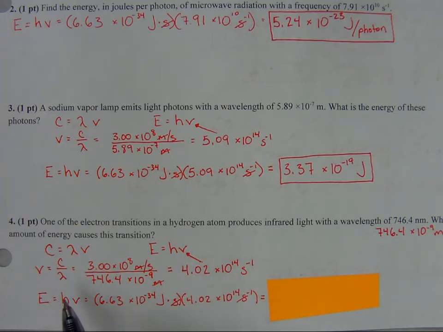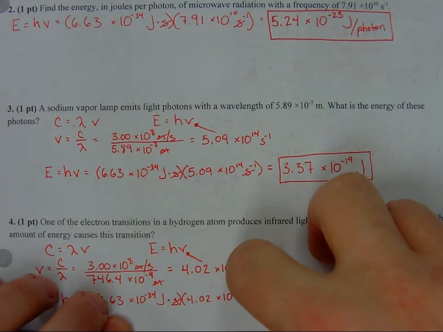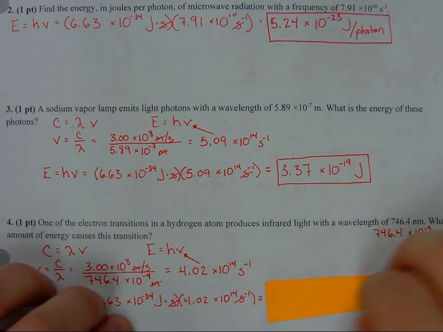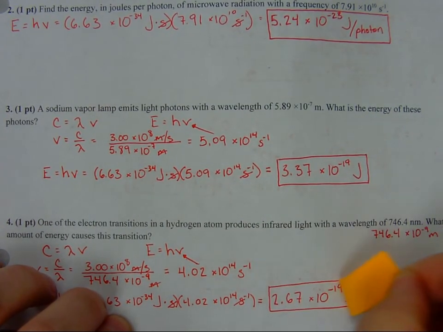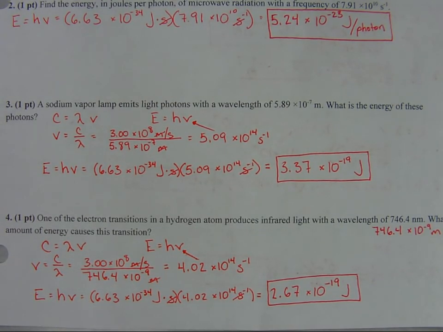E is equal to h nu. H is Planck's constant. That doesn't change. It's at the top of the page if you forget what it is. And then slide this value for frequency in for our value for nu right here. Multiplying these two values together with some proper calculator work and remembering what you should do when you're multiplying numbers with units, you get 2.67 times 10 to the negative 19th joules.